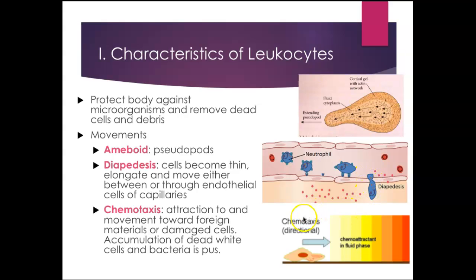And then we have the movement of chemotaxis. And this is going to be positive chemotaxis when we have an attraction to and movement toward foreign materials or damaged cells. And this is the way we're going to get accumulation of dead white cells and bacteria in the form of pus.